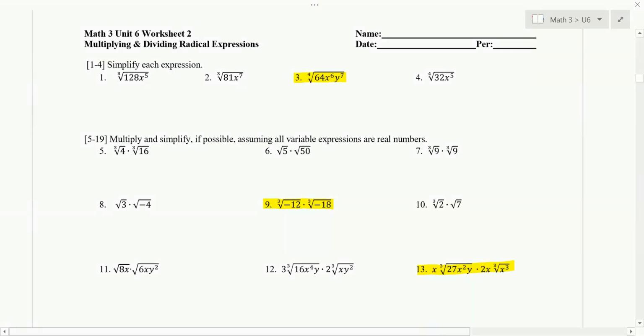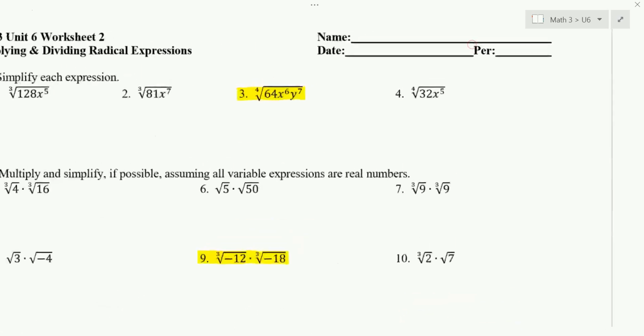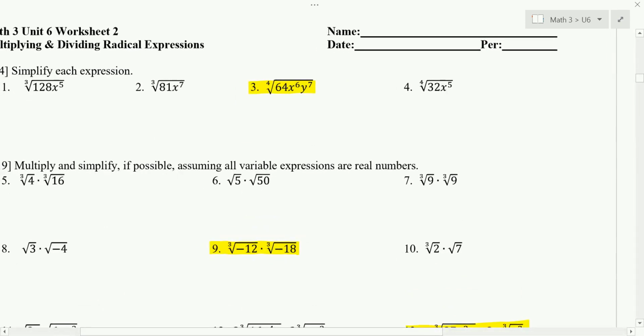I'm going to go over the Math 3 Unit 6 Worksheet 2, doing a few of these problems, and we're going to start with number 3. We have an index of 4. We're looking at the 4th root of 64, x to the 6th, y to the 7th. So we want to break down 64, and we're looking for sets of 4 numbers.